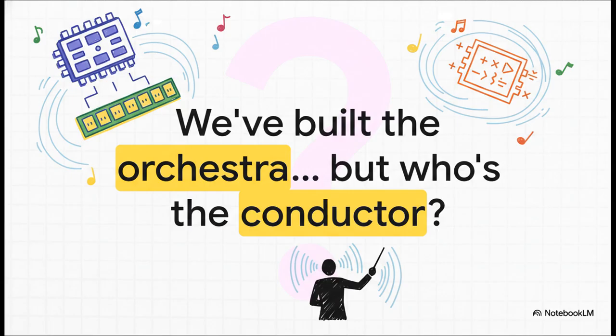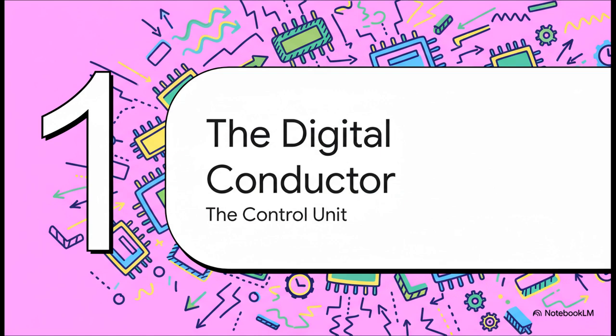See, we're missing the conductor. And that conductor, that's the control unit. It is the absolute heart of this whole operation. This is the one component that orchestrates every single action inside the CPU. It's the part that generates those super precise signals that tell all the other components exactly what to do from one clock tick to the next.